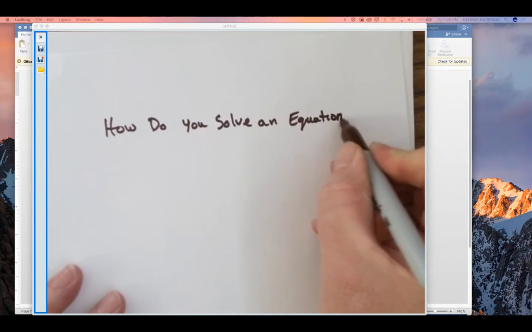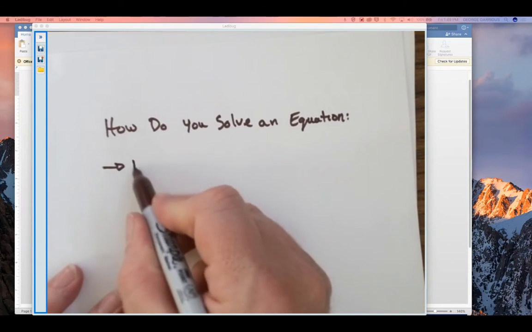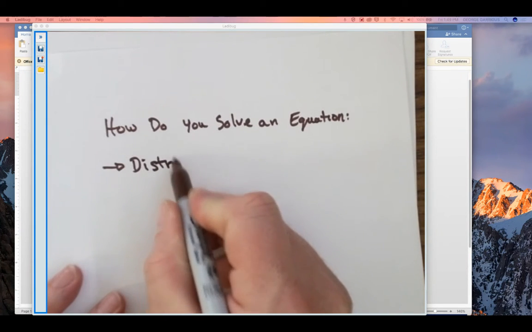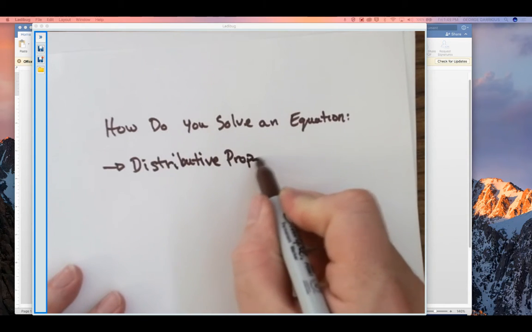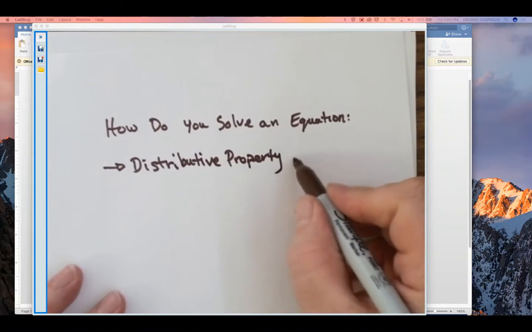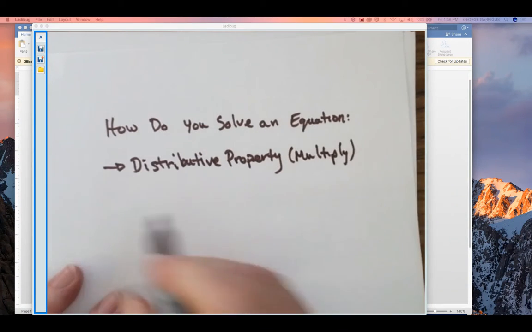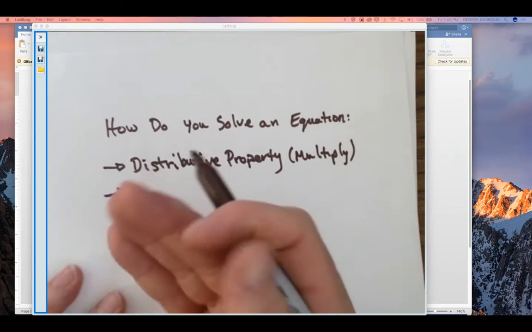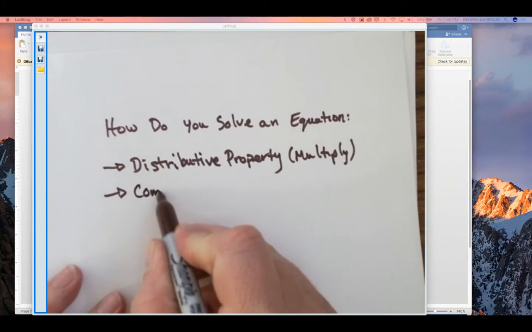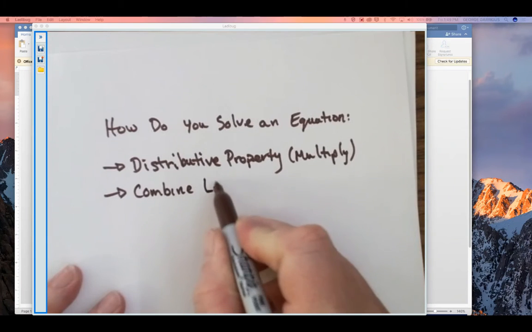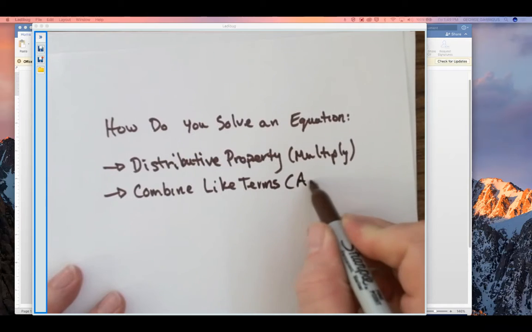There's 3 things to do. First, you check to see if you can distribute. So you apply the distributive property. That's any multiplication that you can do. That's multiply. And then you check to see if on the left side or the right side, if you have anything alike, you want to combine like terms. That's add and subtract.